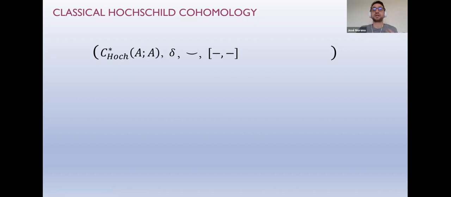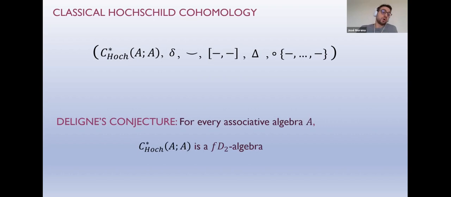And as I say, this complex is very rich. It has some BV structure, it has some brace operations, and it has a lot of things. So it is really a rich object to study. And in a way that I'm going to explain, it controls the deformation theory, at least of formal deformations, of the algebra A.